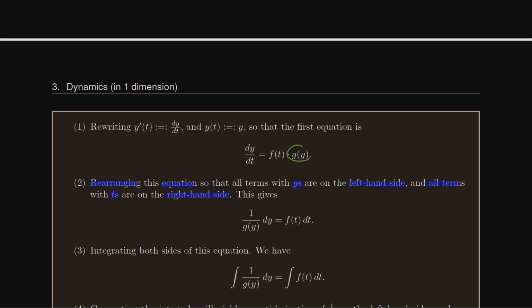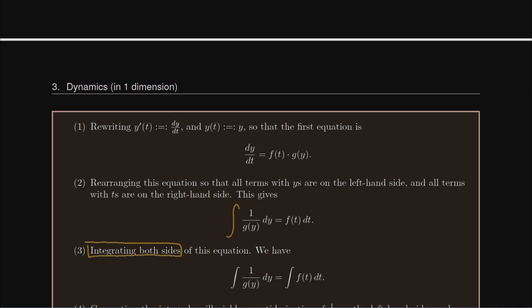At this point, what do I have to do? I have to divide by g of y, so that's why I end up with a 1 over g of y. I also have to multiply both sides by dt, and that's why I end up with a dt on the right. And in this case, I've truly separated my variables to, well, all y's are on the left and all t's are on the right. So once again, this is why we call them separable. And now that our variables have been separated, we can integrate both sides.